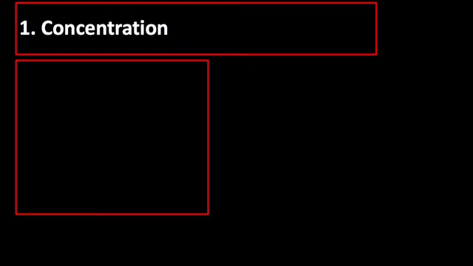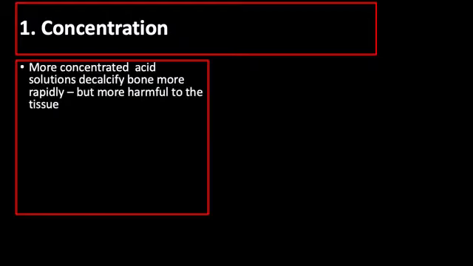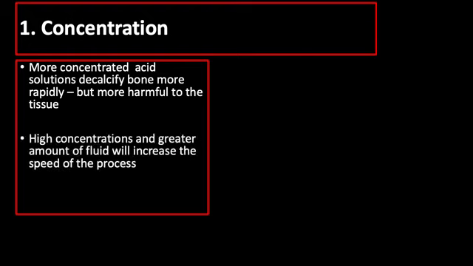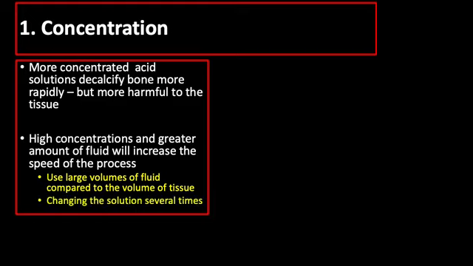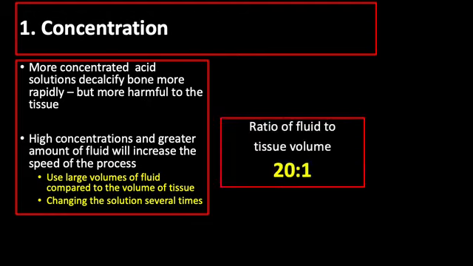First is concentration. In general, more concentrated acid solutions decalcify bone more rapidly but are more harmful to the tissue. High concentrations and greater amount of fluid will increase the speed of the process of decalcification. Rapid depletion of an acid or chelator by the reaction with calcium can be avoided by using large volumes of fluid compared with the volume of tissue and by changing the solution several times during the decalcification process. The recommended ratio of fluid to tissue volume for decalcification is actually 20:1.